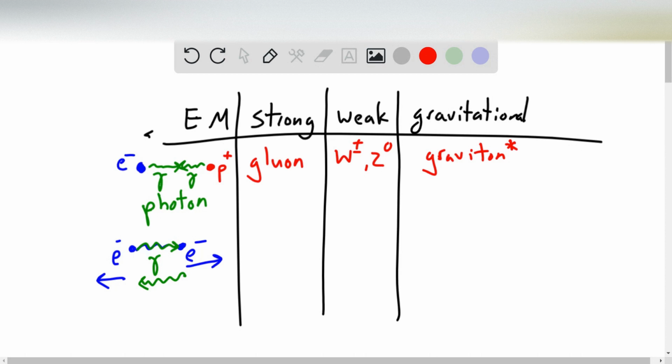But the photon, the gluon, the graviton, these would all be massless particles. In fact, the only ones that have mass are the W and Z particles that mediate the weak force. And it's because of their mass that this is actually the force that interacts over the shortest distance.